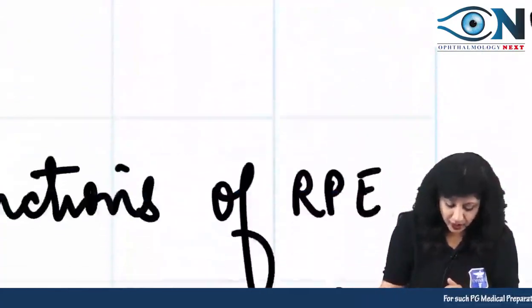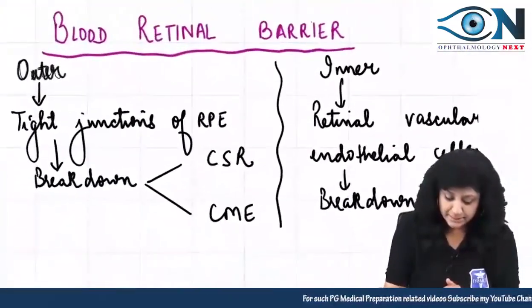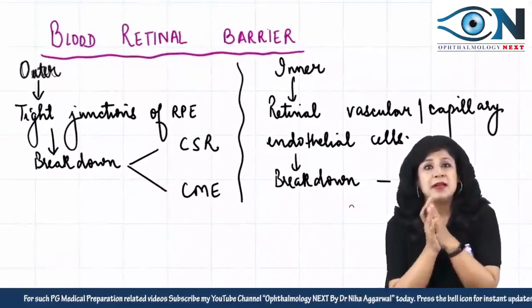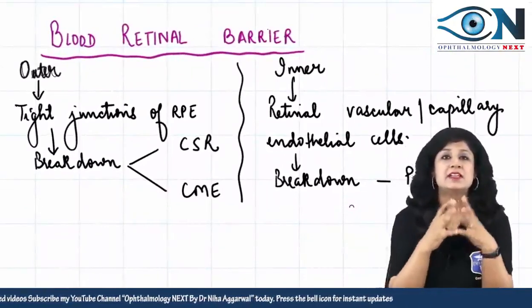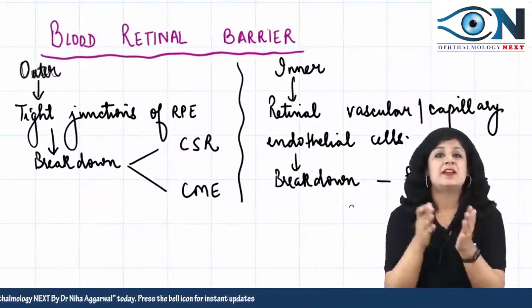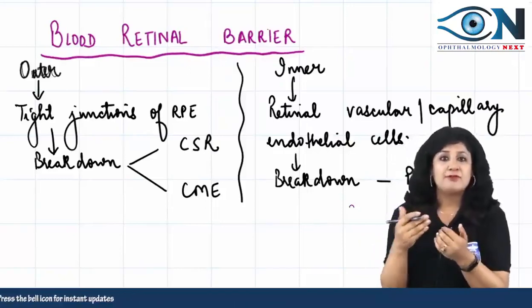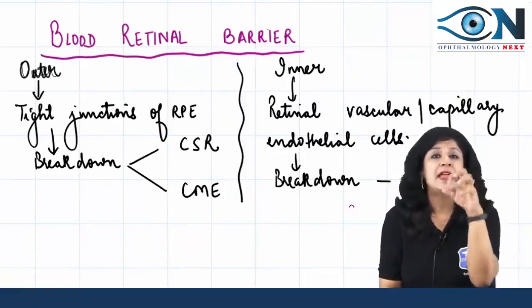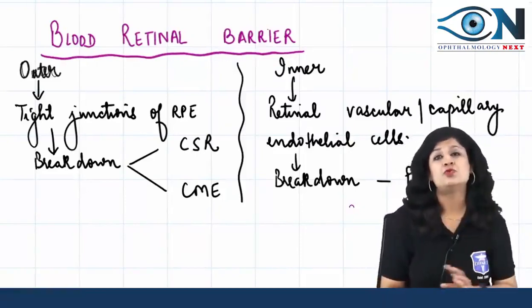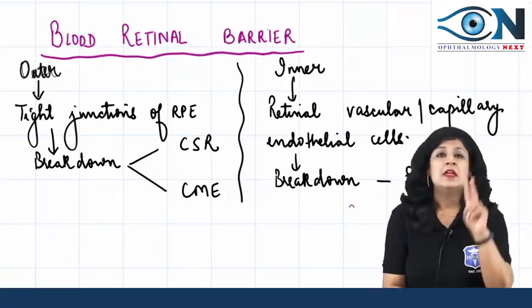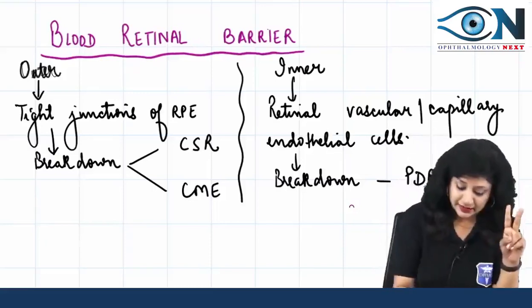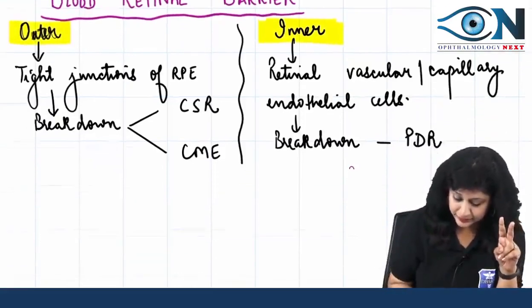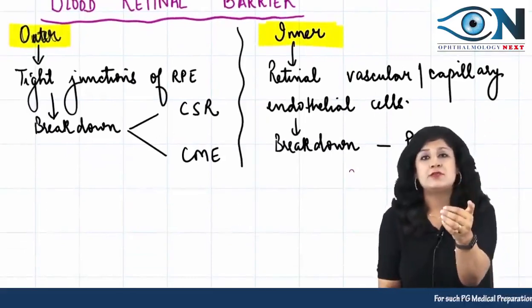Okay. Now if you see the blood retinal barrier, like we have the blood brain barrier, similarly there is a thing called the blood retinal barrier. So every time you have some pathologies, there may be some breakdown of this blood retinal barrier. Now there are two blood retinal barriers, one is present on the outer side and one is present on the inner side. Now what is the outermost layer of the retina?